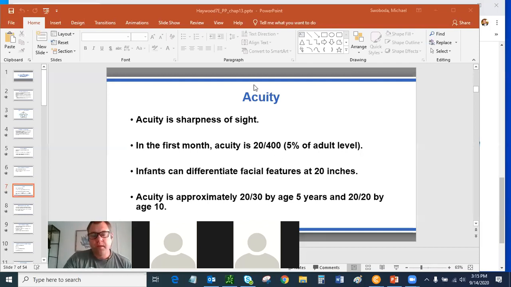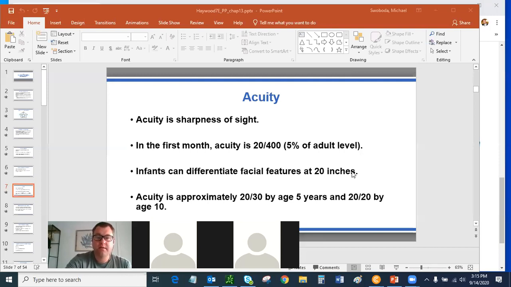So with children, this is part of the reason why they have very little visual spatial perception, because they just can't see nearly as well. As your eyesight develops, then you get a lot better with it.